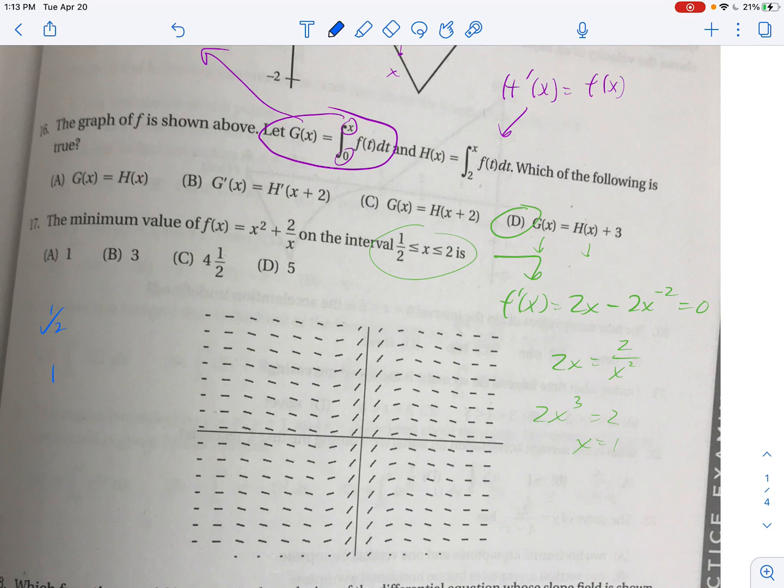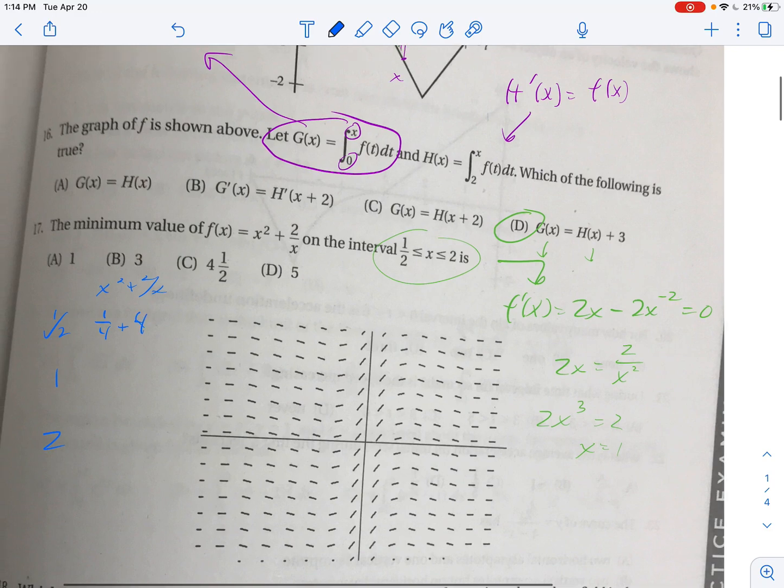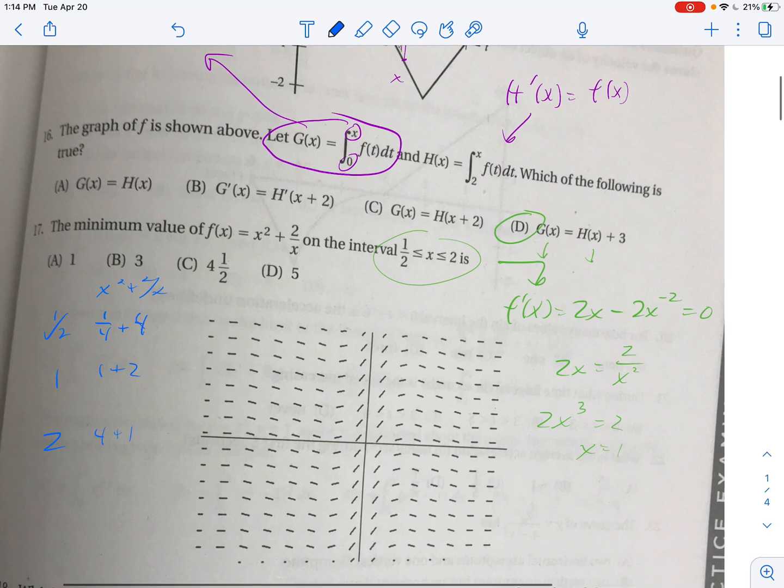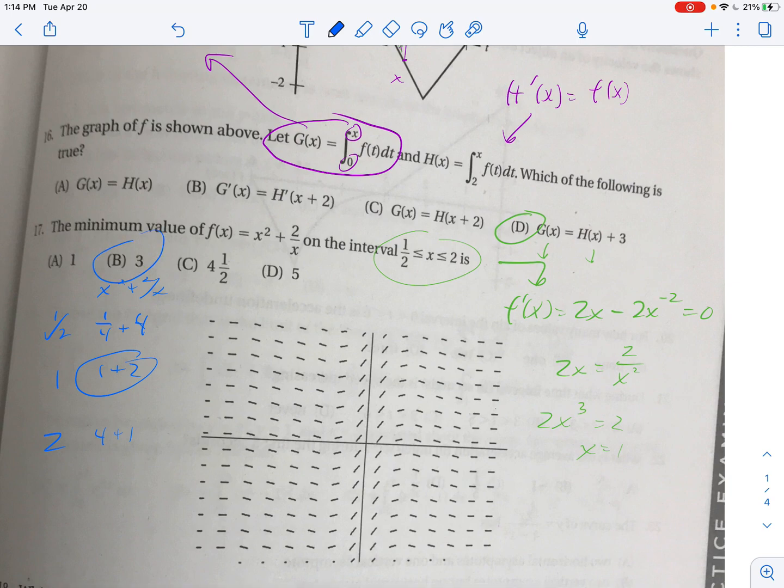So we can just plug stuff in. We have an endpoint at 1/2, we have a critical point at 1, we have an endpoint at 2. So x squared plus 2 over x. Plug that in here. That's 1/4 plus 4. Plug in 1, I get 1 plus 2. Plug in 2, I get 4 plus 1. So the minimum of those is 3. Right, minimum value, not the x-coordinate where it occurs.